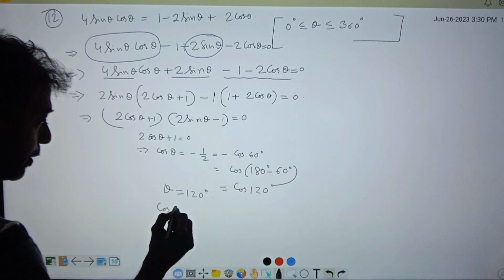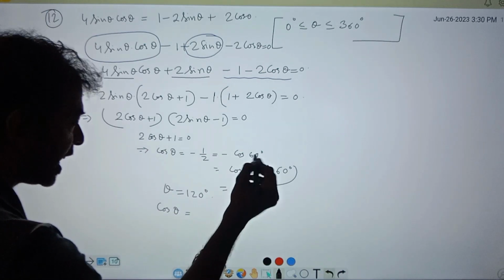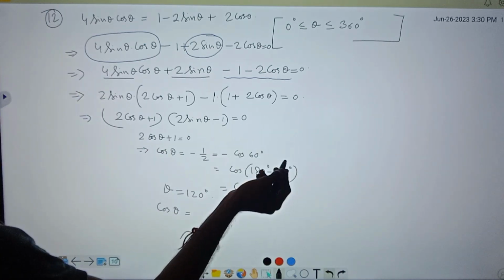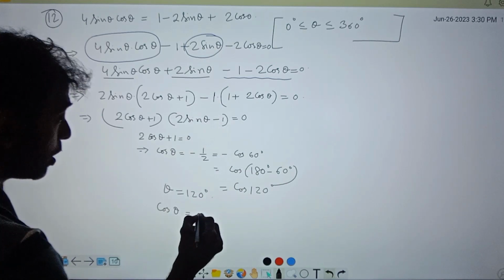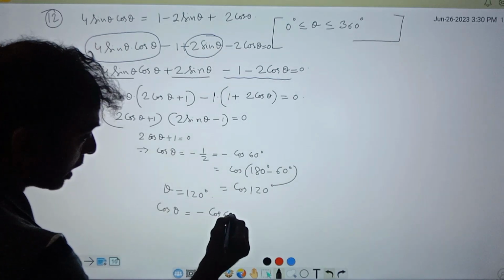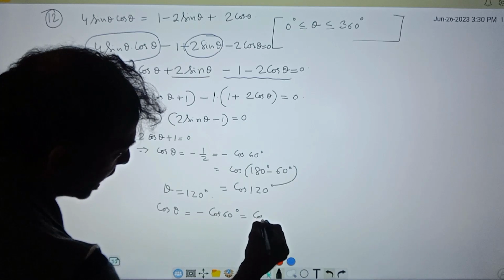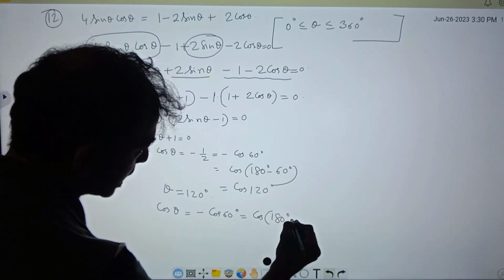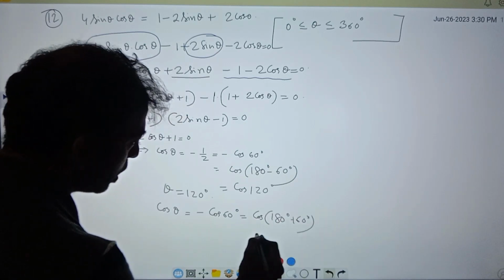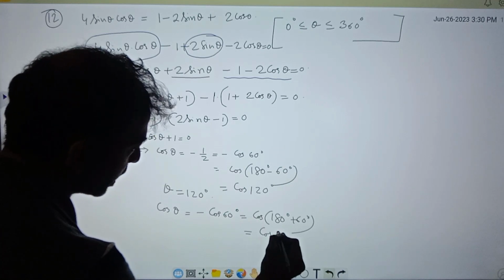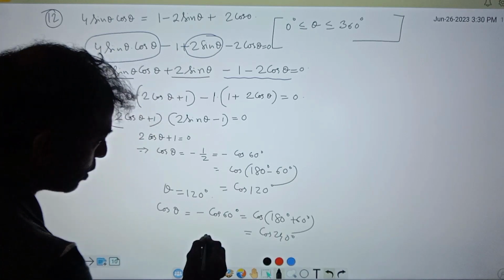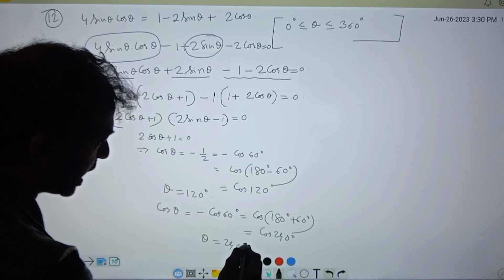And if theta is lying in the third quadrant, because in the third quadrant cos is also negative, minus cos 60 will become cos of 180 degree plus 60 degree. And that will be cos 240 degree. And the value of theta will be 240 degree, right?